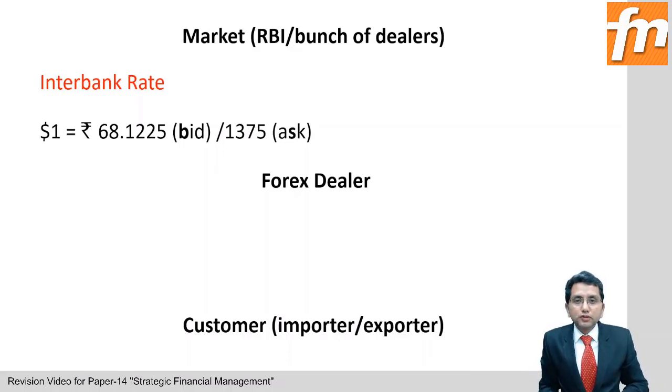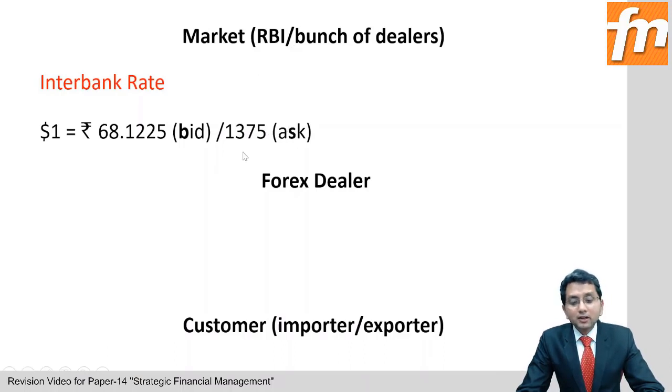As per FEDAI rules, interbank rates are quoted up to 4 decimal points, and usually the last 2 decimal points remain in multiples of 25. So the last 2 digits will be either 25, 50, 75 or 00. The smaller rate, which is written on the left hand side, is the bid rate, and the bigger rate, which is written on the right hand side, is the ask rate.